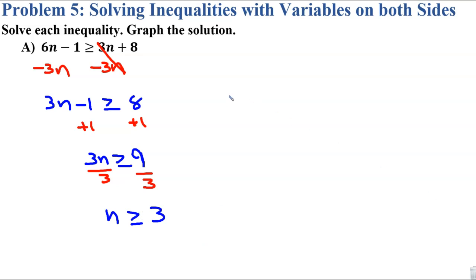Graphing the solution is again just a nice way to visualize things. We've got our 3. n is greater than or equal to 3, so it's everything above the 3. For the or equal to, we'll fill in the closed circle, so we include the endpoint, and then we'll shade everything going up from the 3. Part B is another example of an inequality with variables on both sides. Once again, pause the video, run through that, and check your answer before you move on.